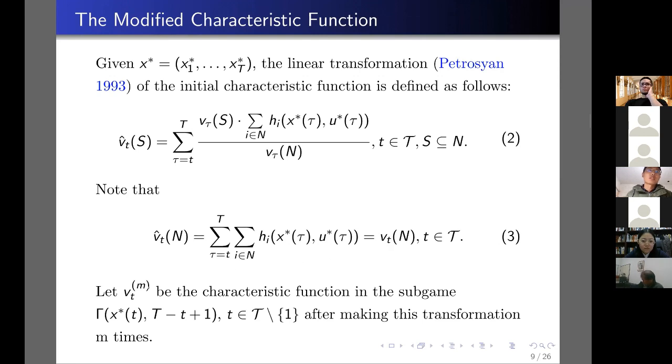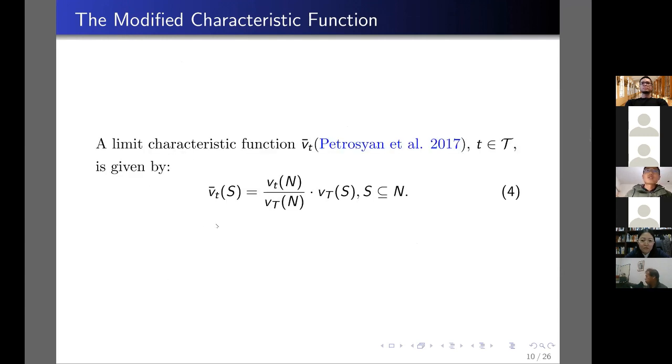For convenience, let Vt sub m be the modified characteristic function in the subgame Γ(x star(t)) after making this transformation m times. And if m tends to infinity, we may get a limit. According to Petrosyan et al., 2017, the limit V bar t exists. If the limit V bar t exists, it will be the following formula. But it sometimes does not exist.